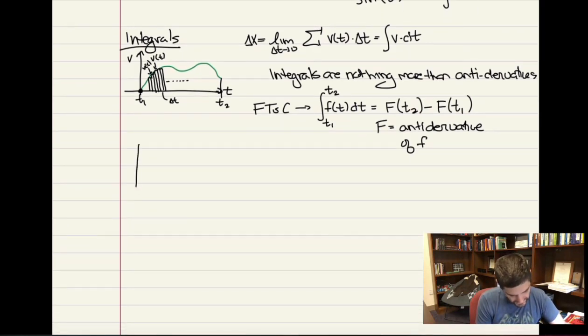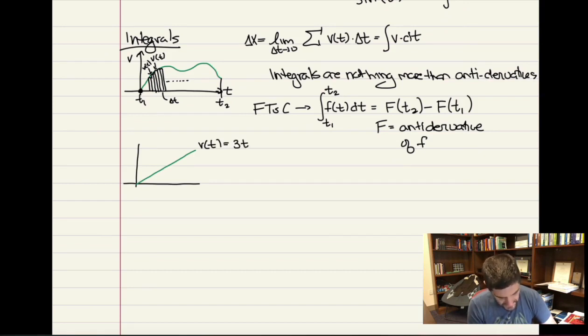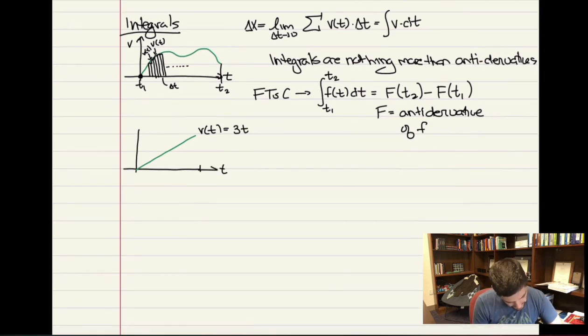But I always like to start with an example where I can figure out the answer through two different avenues. So let's do the case where the velocity as a function of time is just, I don't know, let's say 3t. And I want to go between 0 and 2 seconds, which means v goes between 0 and 6 meters per second. I'm admittedly being sloppy and not putting units down, but sorry.